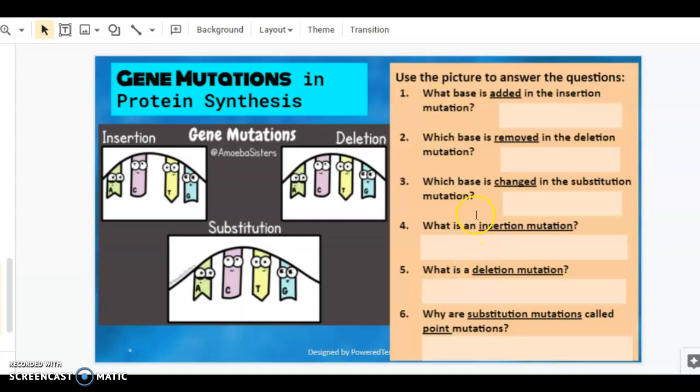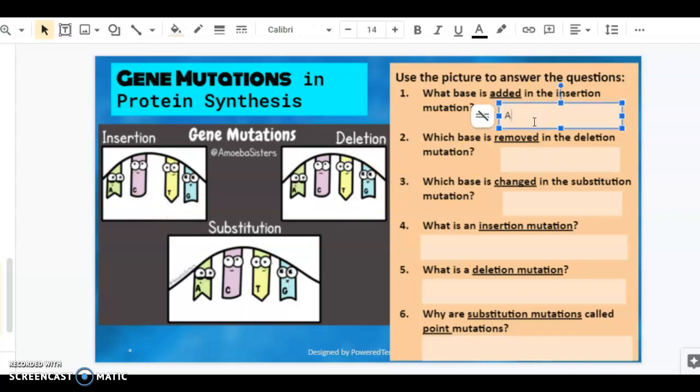Let's answer the questions. Which base is added in the insertion? It's the A, the second one. Which base was removed in the deletion? It was the T. Which base got changed in this substitution cartoon? T was changed to a G.